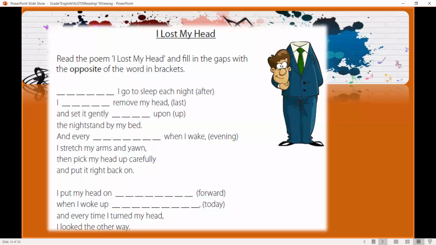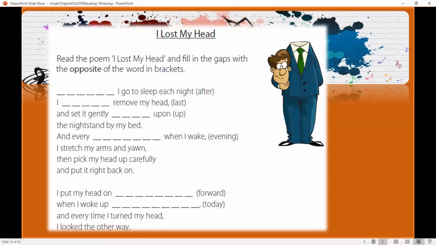I first remove my head and set it gently something upon. So what's the opposite of up? Here we go. And set it gently down upon the nightstand by my bed. And every something when I wake. So what's the opposite of evening? That's the one. And every morning when I wake, I stretch my arms and yawn, then pick my head up carefully and put it right back on.